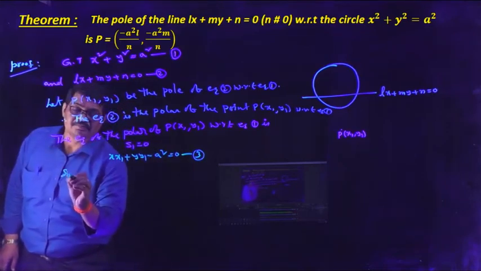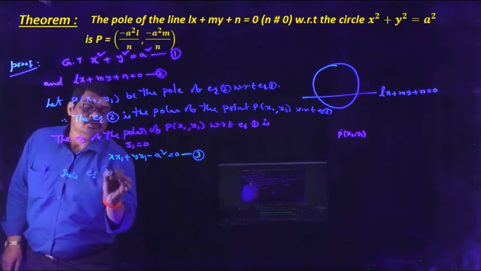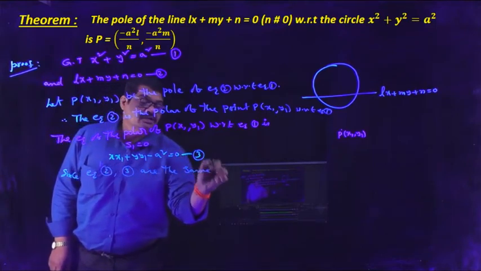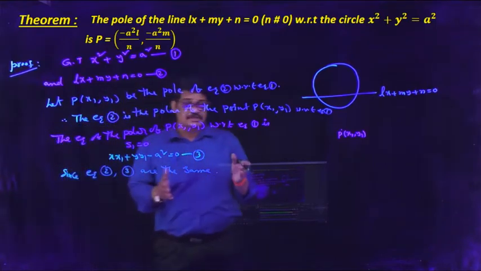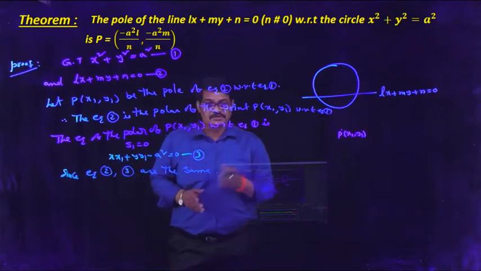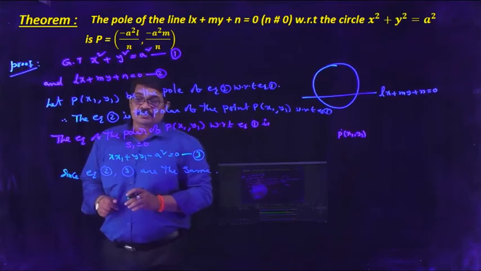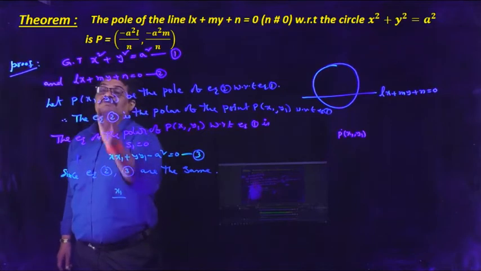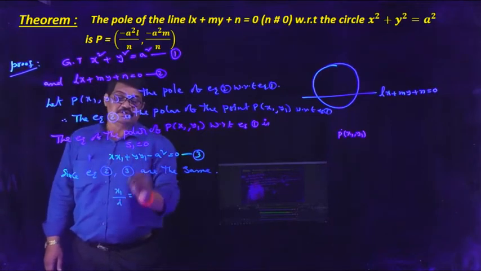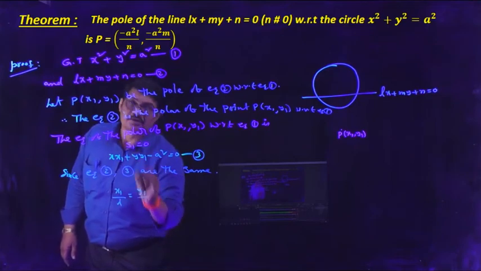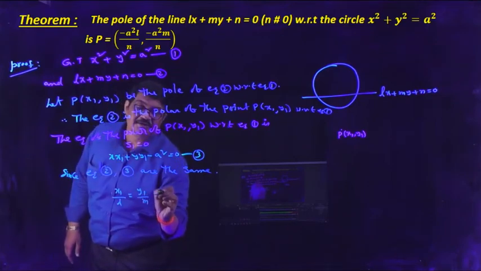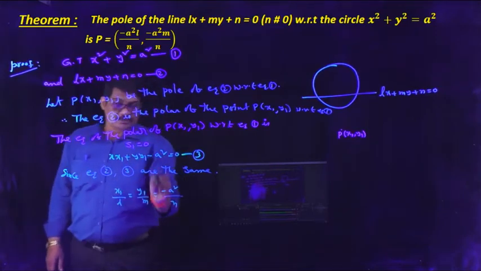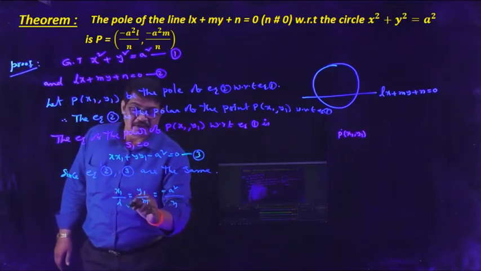Since equation 2 and 3 are the same, these two lines represent the same line, then the coefficient ratios are equal. Therefore, we are equating the coefficient ratios here. The x coefficient is here x1, here x coefficient is L, x1 by L is equal to, here y coefficient is y1, in this y coefficient is m, that is equal to minus a square by, what is here, constant n.